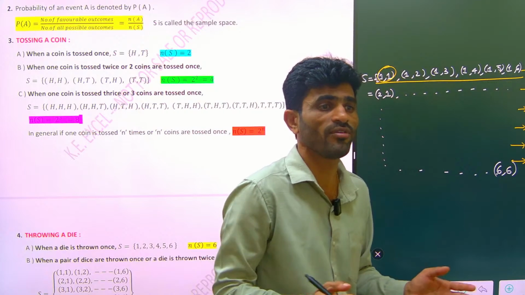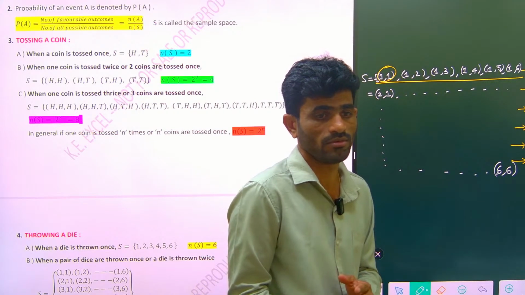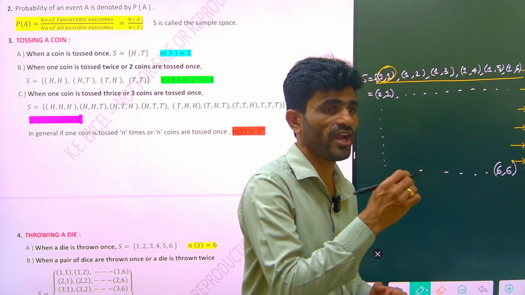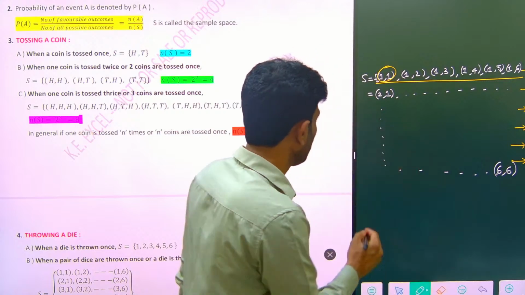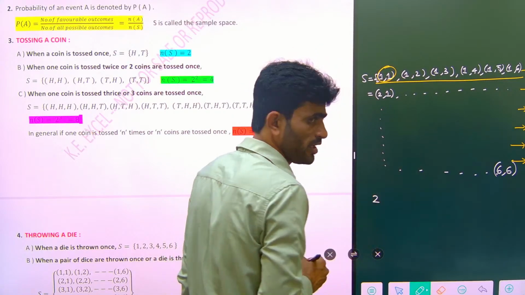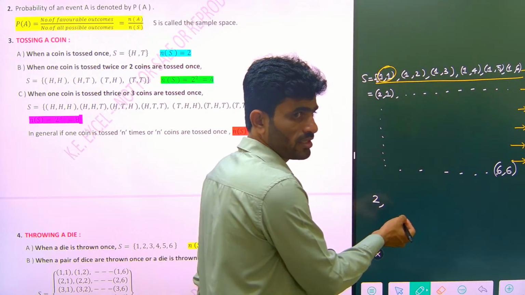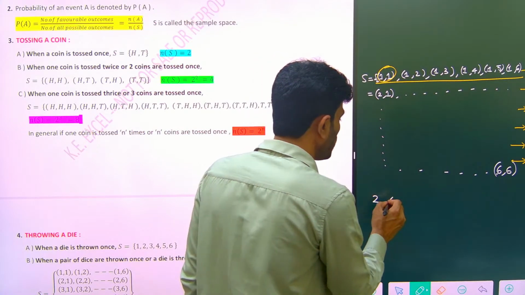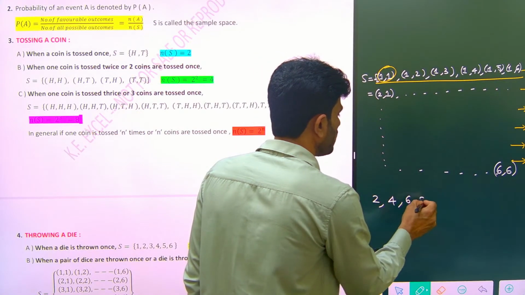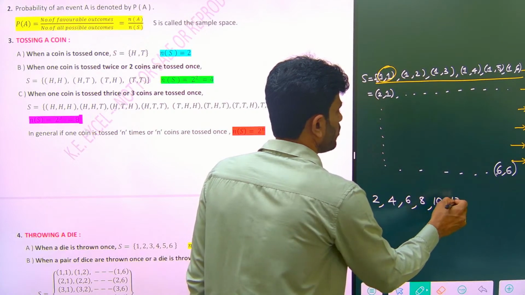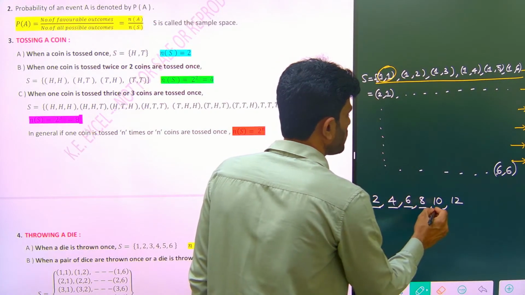Sometimes they ask you sum of two outcomes is an even number. Then again you have to find out what even numbers we have. We can get sum 2 here. From 2 onwards it starts. Then 3 also we get, but 3 is not even. Again, 4, 6, 8, 10.